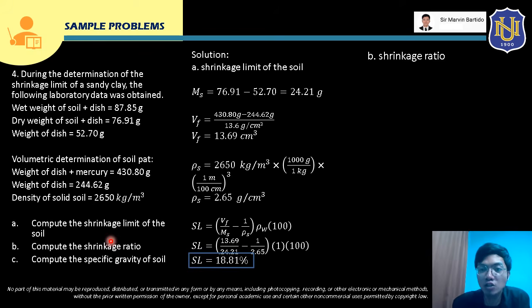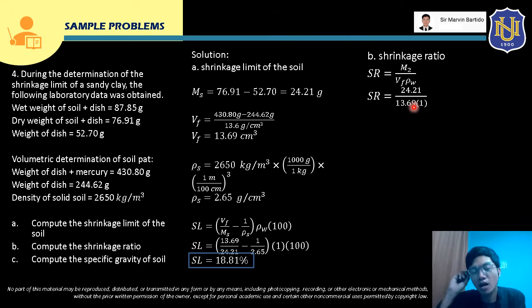Now, for the shrinkage ratio, yung formula natin dito ay ito. Yung M sub 2 natin, yan lang yung mass ng dry soil natin, which nakuha na natin. V sub F, meron na rin tayo niyan. Density ng water, alam din natin yung value niyan. So yung M sub S, 24.21, 13.69 V sub F, tas yung density ng water, 1. Therefore, ang shrinkage ratio natin ay 1.77.